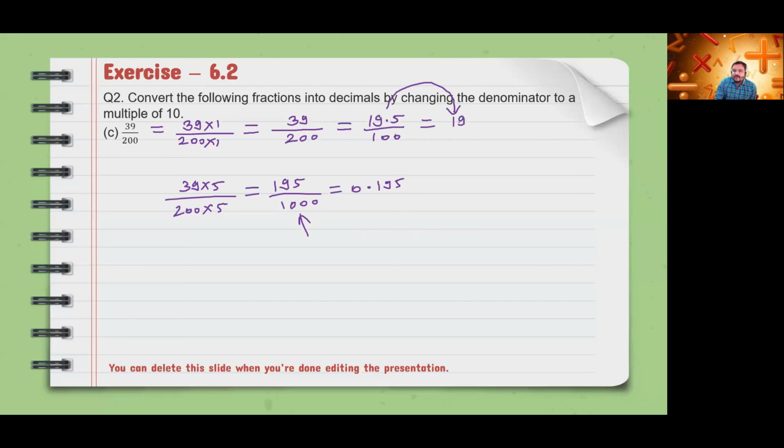In order to remove the decimal, I will multiply the numerator and denominator by 10. I want to remove that decimal point. So this will become again 195 upon 1000, and again it will come 0.195. Either you do it this way or you follow Devesh Soni's way. Both are correct.